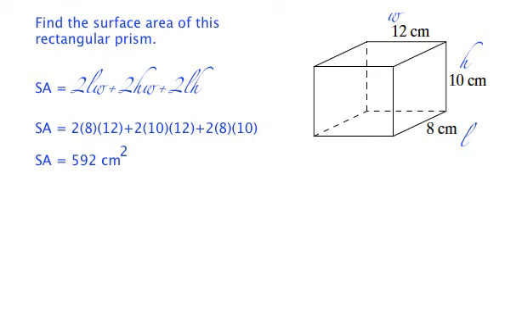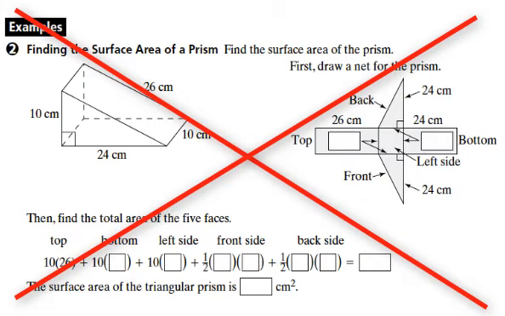Pause the video if you need more time to copy down this example. Don't forget to write down any questions that you might have so that we can discuss those in class. We are not going to do this triangular prism. We're going to focus on rectangular prisms and cylinders today.